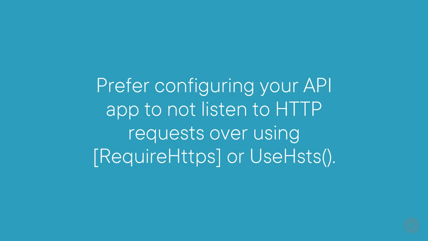Remember, for API projects, it's better to simply reject HTTP requests completely than to accept them and try and get the client to redirect to use HTTPS. Avoid using RequireHttps and UseHsts in your API projects.